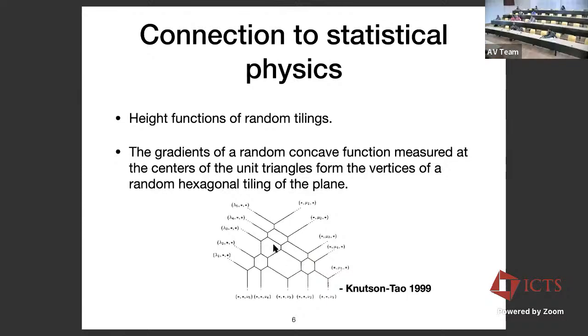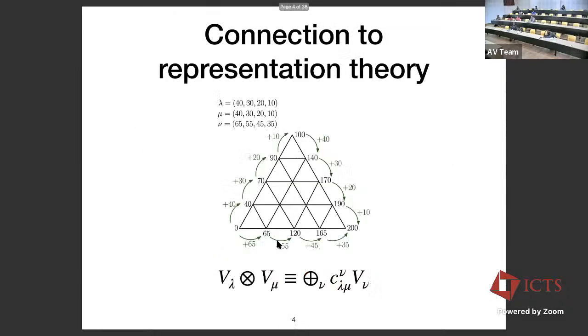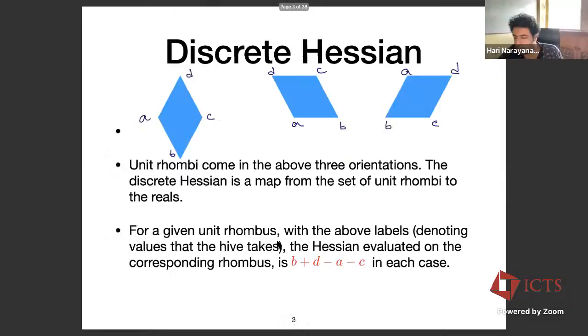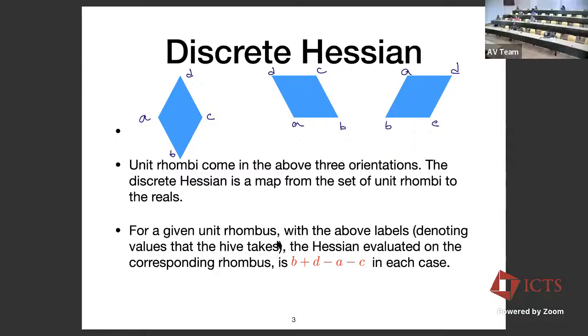There's a question, Hari. Yeah. Just go back to the discrete Hessian just for a moment, please. You want me to go back to the discrete Hessian? Yes. Yeah. It's a map from the set of rhombi to intervals. Okay, and you want these conditions to be satisfied again.